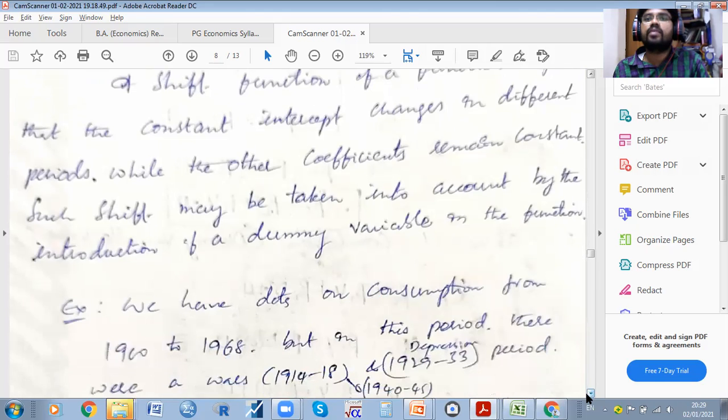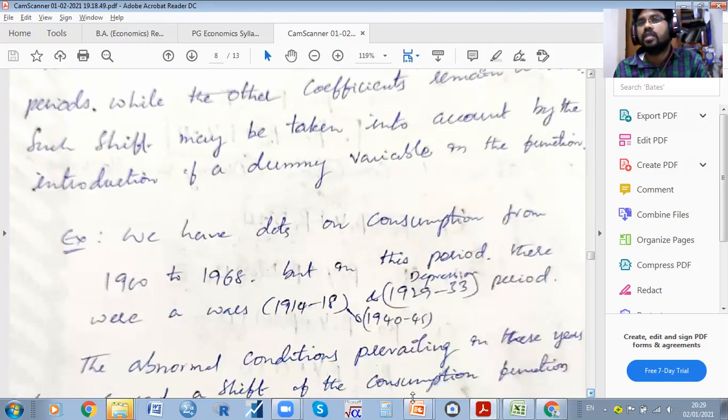See, if you have the data on consumption from 1900 to 1968, but in this period there were wars. For example, 1914 to 1918, the First World War, and 1940 to 1945. Then in 1929 to 1933 there was the Great Depression, I think, in our economics.